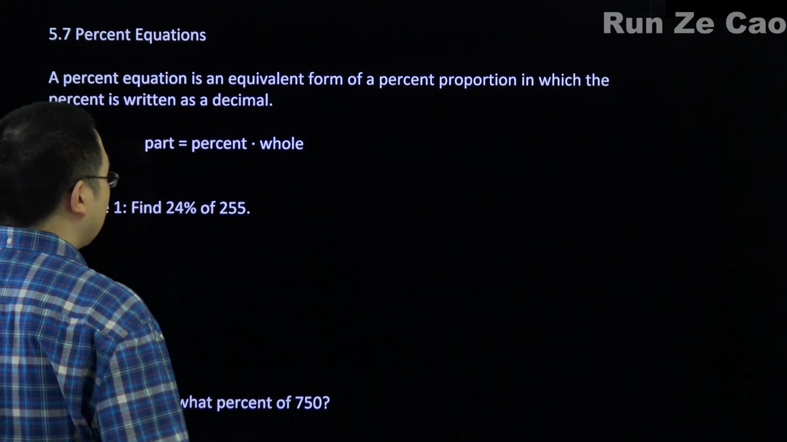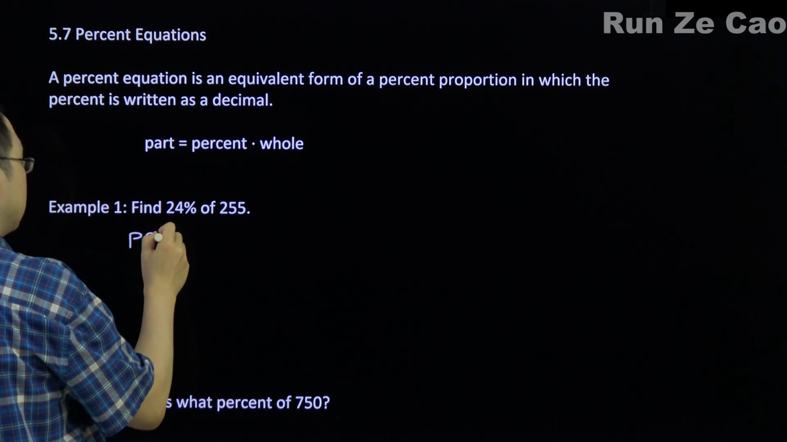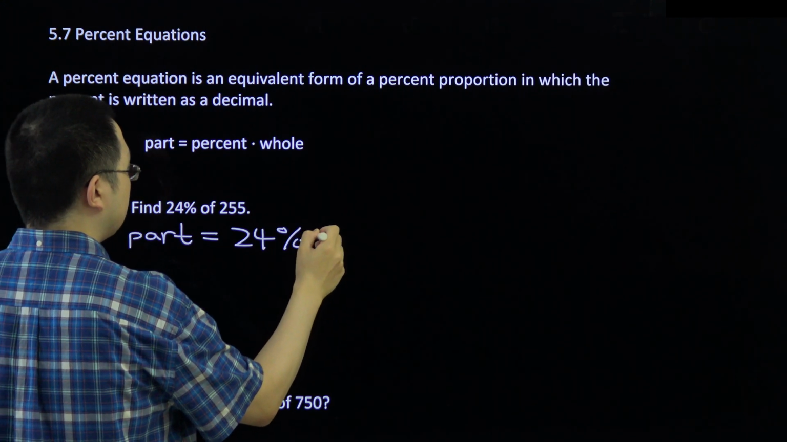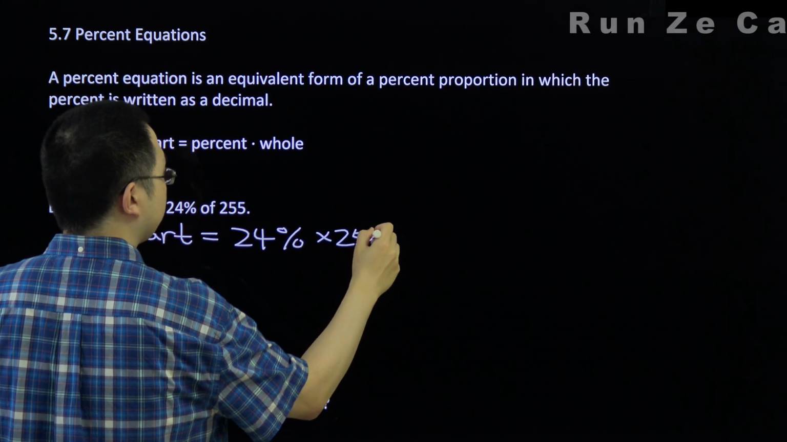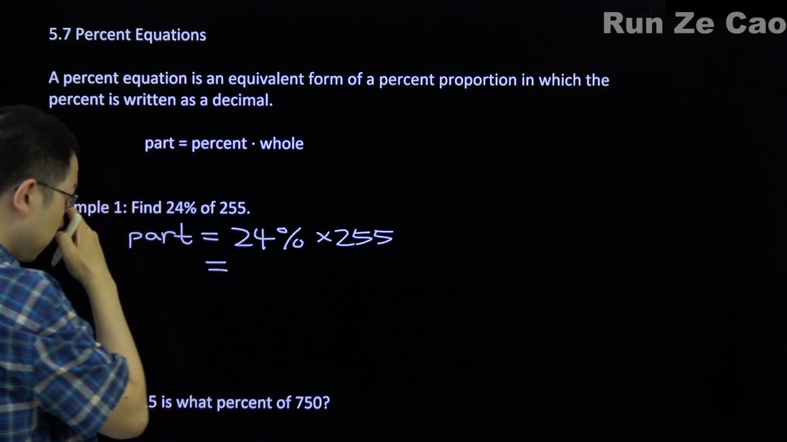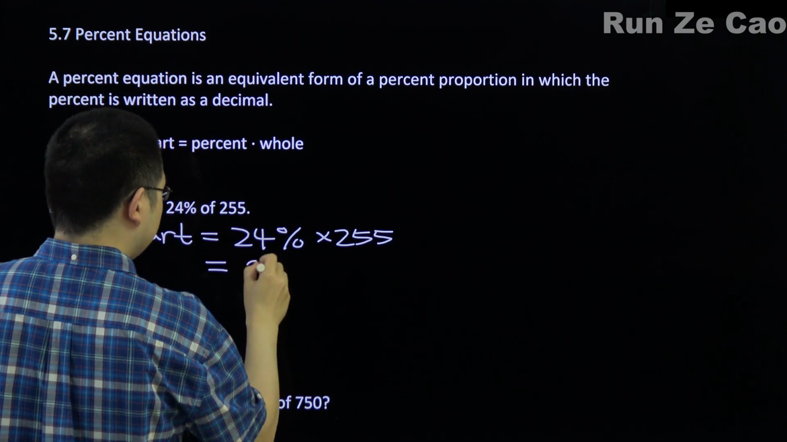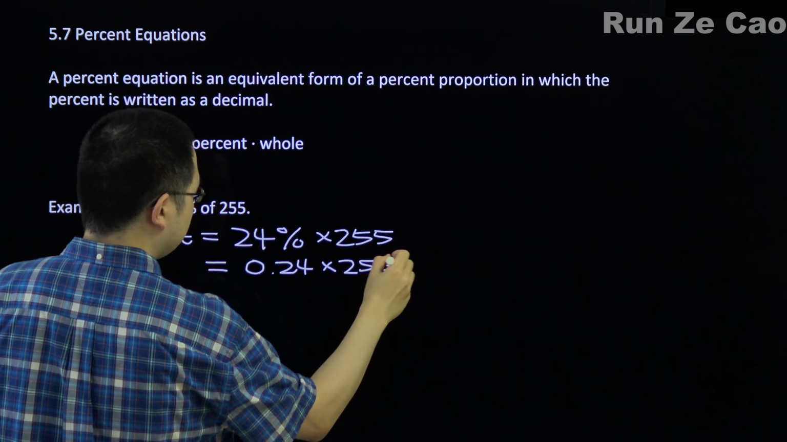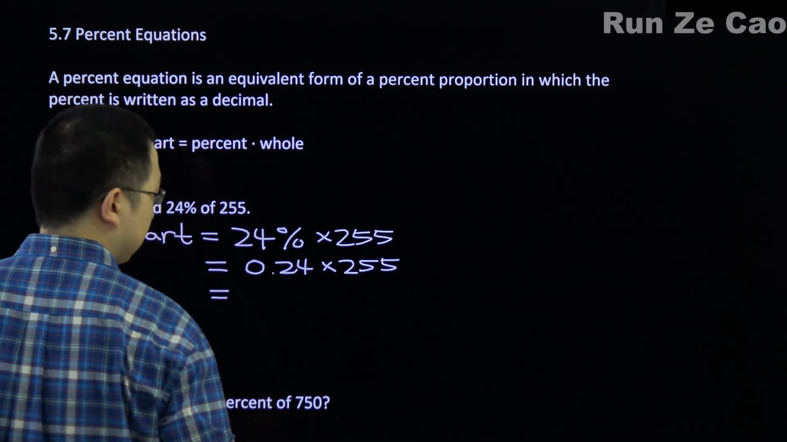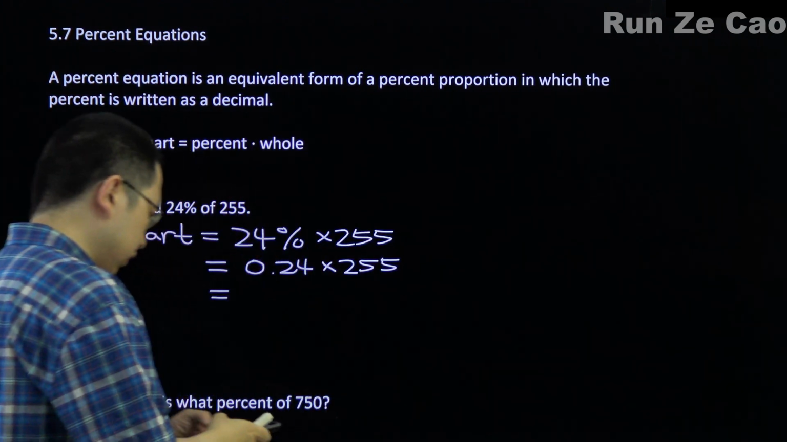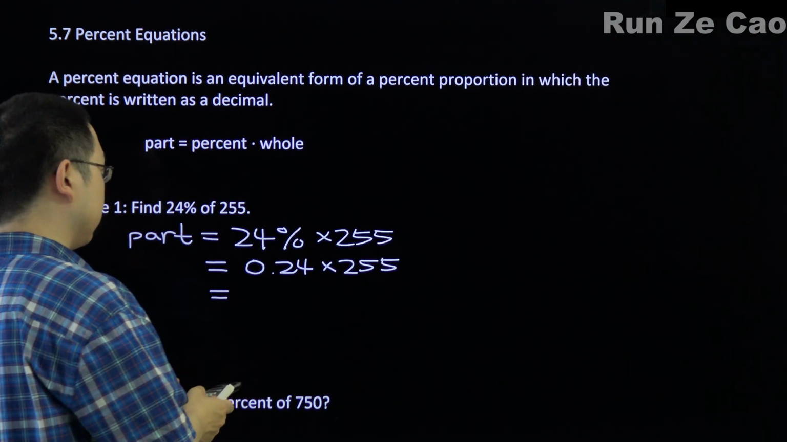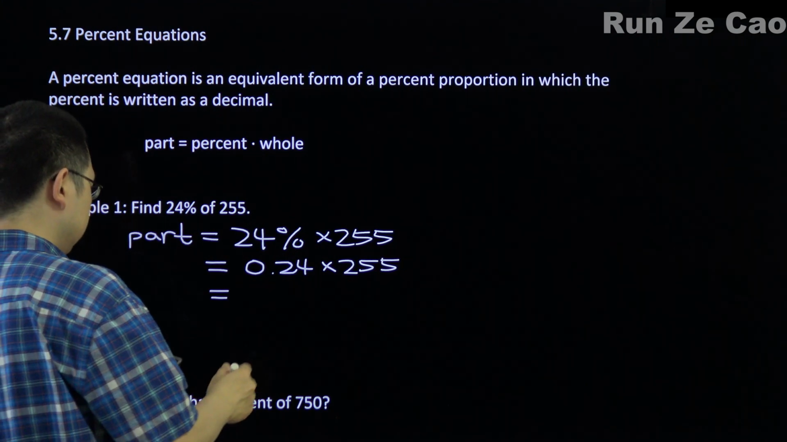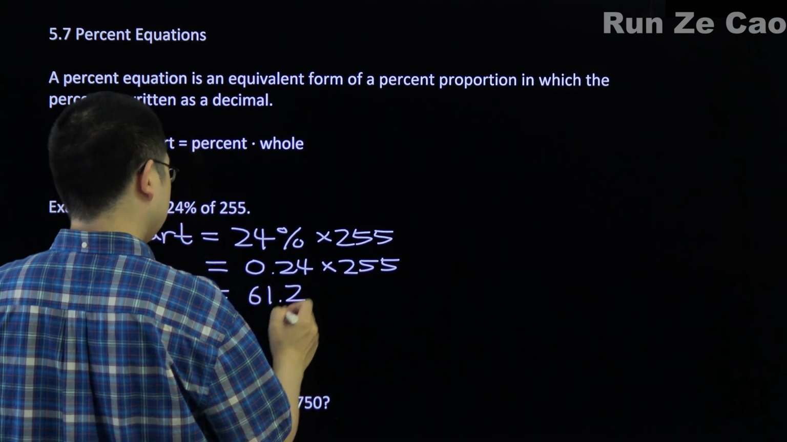Find 24% of 255. The part is equal to 24% times 255. Now this, you can convert it to 0.24 if you like. Or you can leave this step out and go straight to the answer, as long as you entered it correctly on your calculator instead of doing 24 times 255. 0.24 times 255 is equal to 61.2.